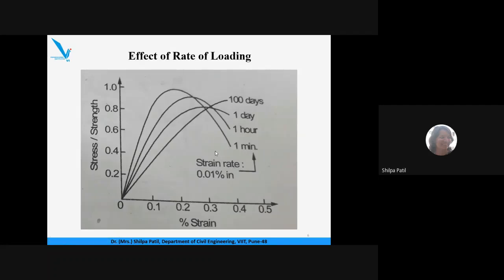So in the laboratory, when you performed the compressive strength test, you might have gone through the IS provisions for that test. Have you referred any IS code for the test?